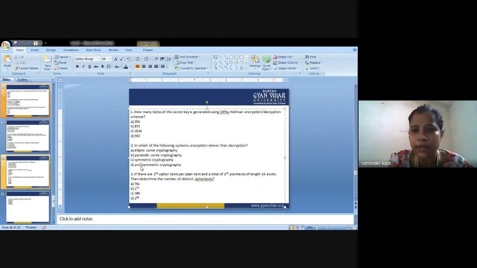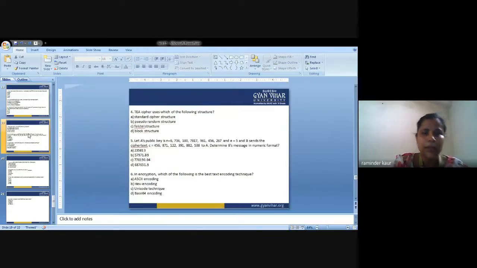So next is, if there are 2 raised to power 56 ciphertext per plain text and a total of 2 raised to power 18 plain text of length 18 exist, then determine the number of distinct ciphertext. That could be 761, 2 raised to power 74, 186, or 2 raised to power 89. Next is, which of the following structures does the cipher use? Standard cipher structure, pseudo-random structure, Feistel structure, or block structure.